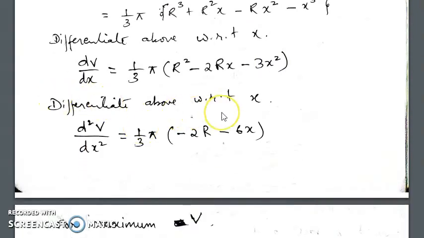Then differentiate this again with respect to x. You'll have 1 by 3 pi. r square, r is a constant, so r square also will be constant, 0. So from here you'll have minus 2r come up. Then you'll have to differentiate x only. Differentiate 3x square, you'll have 6x.